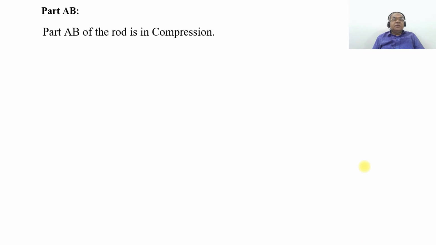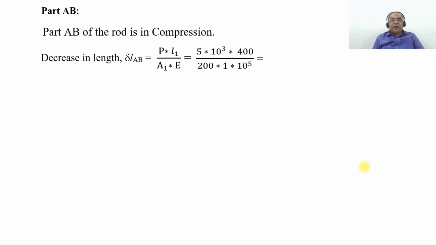First we consider the part AB. The part AB is the rod which is in compression. So naturally the decrease in length, delta L AB, will be equal to P into L1 by A1 into E. You know the value of P, which is 5 into 10 to the power of 3, into the length of 400 mm, divided by the area of cross section 200 into 1 into 10 to the power of 5. On simplification you get 0.1 mm.